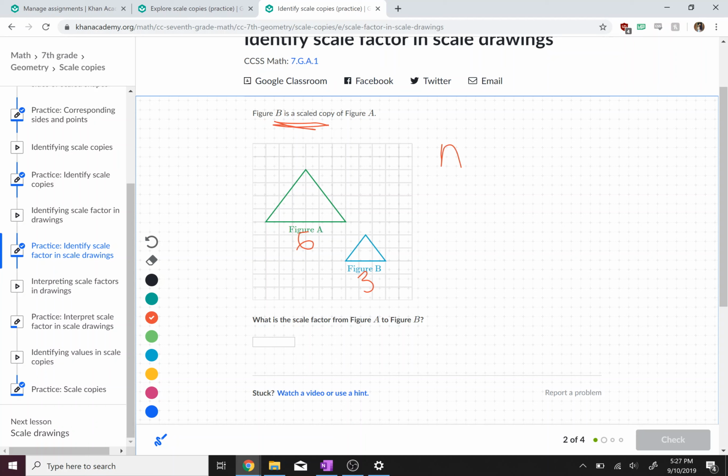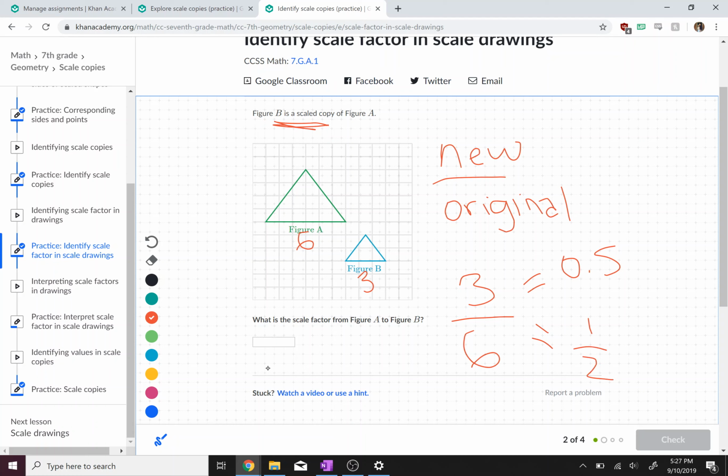So when we do our calculation of new divided by original, I'm going to take 3 and divide it by its corresponding part in the original shape, 6. If I divide it using a calculator, I would get 5/10. If I simplify that fraction, I get 1/2. Both those answers are okay. And what that number tells me is that 6 times 1/2 is equal to 3.